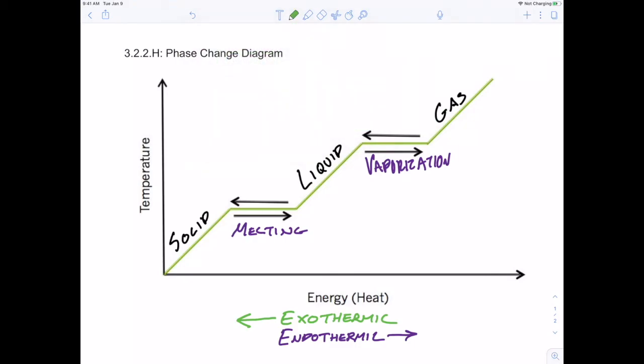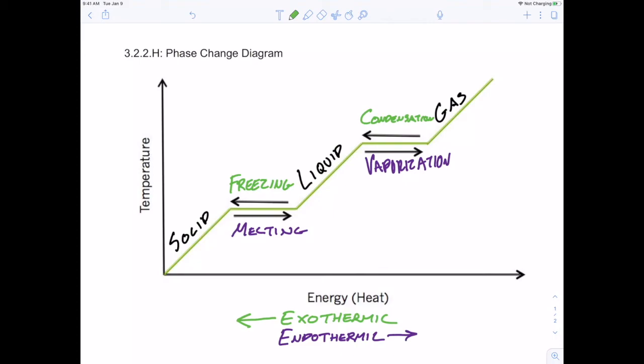If you go the other direction and a gas has energy removed from it, and it transitions from a gas to a liquid, that process is called condensation. And if you have a liquid and you remove enough energy from it, and it becomes a solid, we are moving from the right to the left on here, and that process is called freezing. And freezing is another one of our exothermic processes. So you should be able to identify whether a phase change is endothermic or exothermic, and this diagram helps you with that.